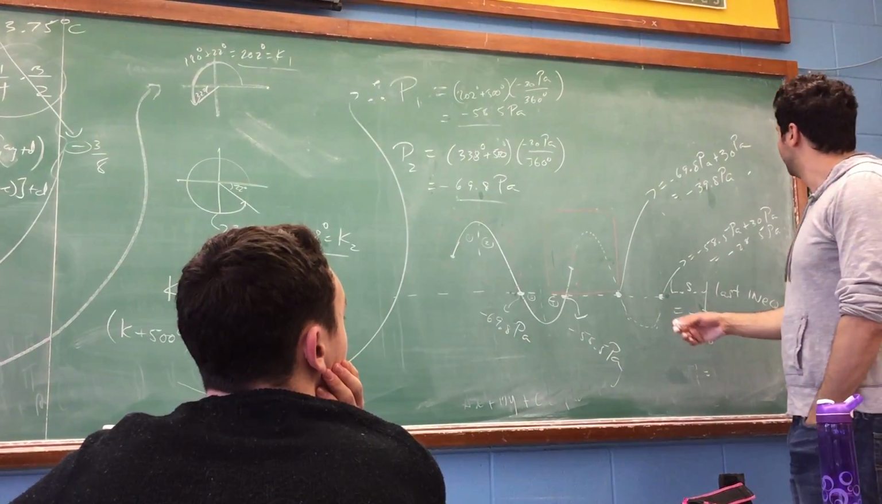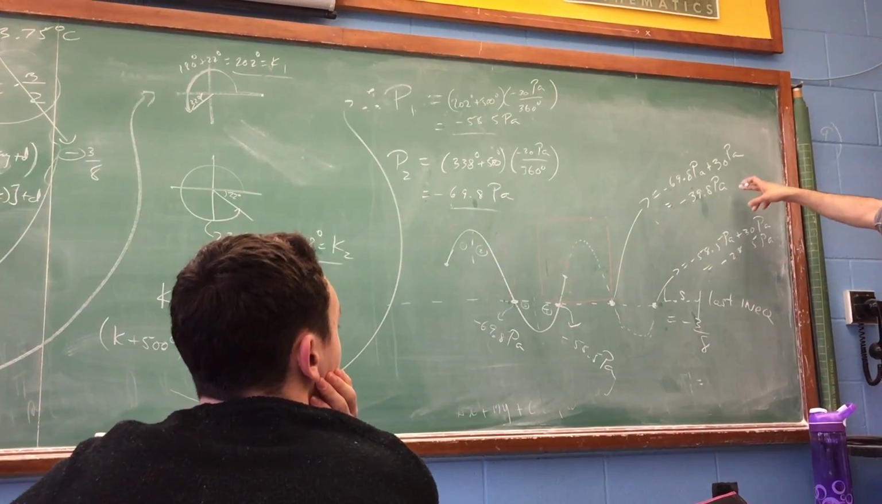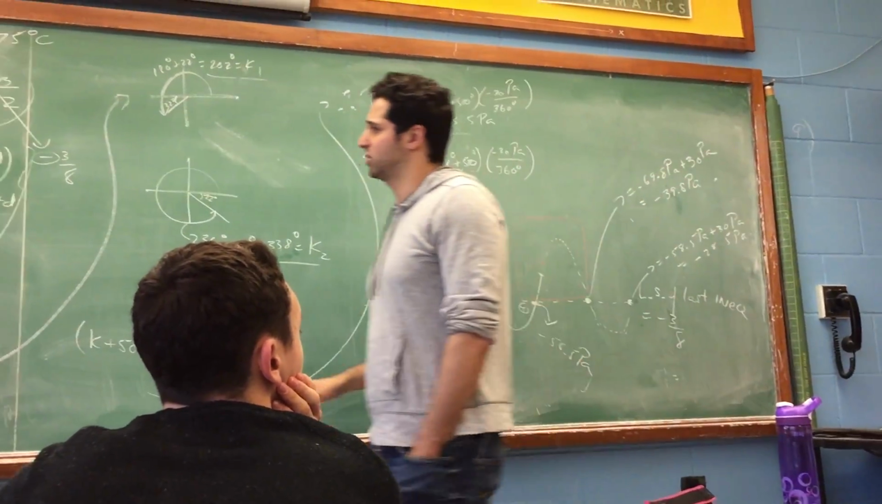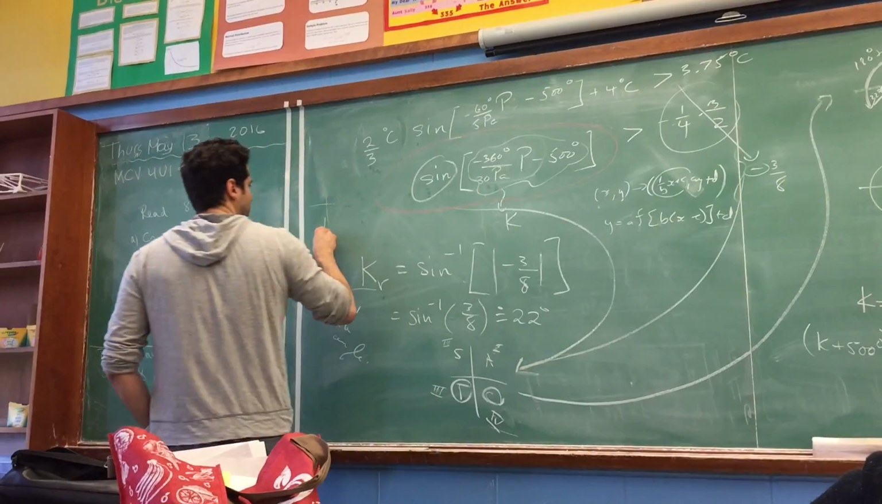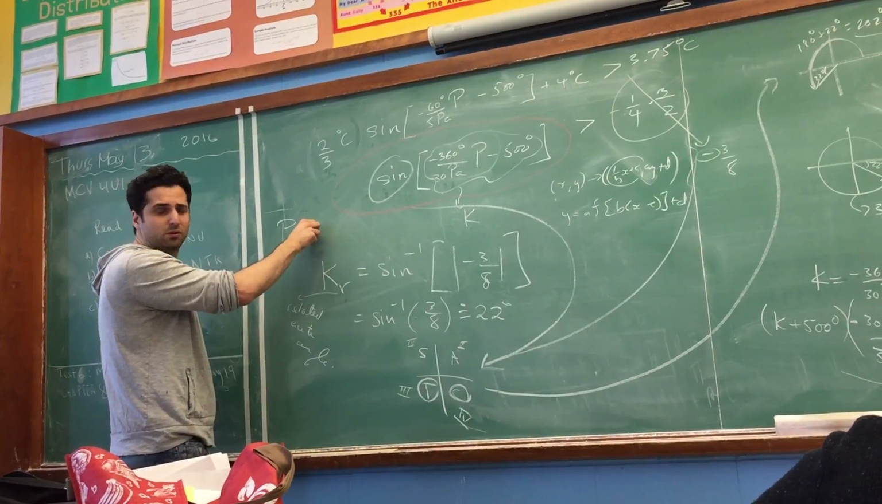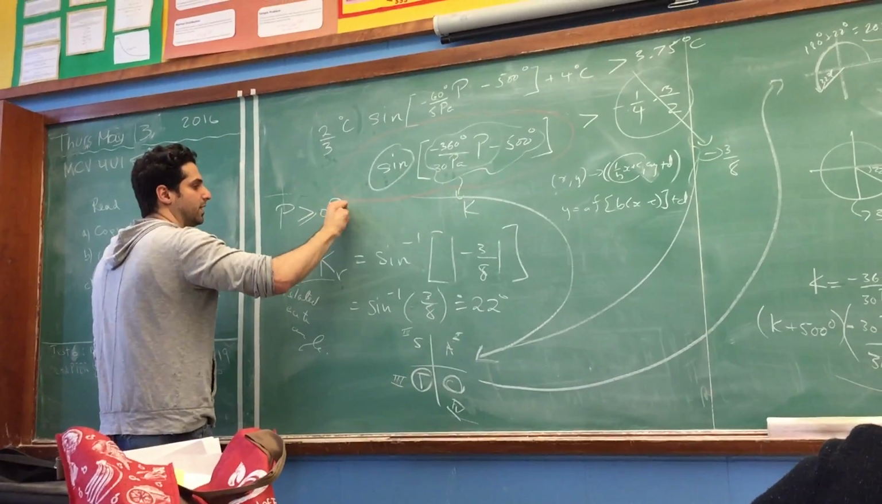We'll see if I'm wrong. Now, I'll finish it. Maybe I'm wrong. So what is this one? This one's minus 58.5. And what is this one? This is minus 39.8. Now, I believe you put a domain restriction on this. I think we said that P had to be bigger or equal to 0. Can we say bigger or equal to, like that?